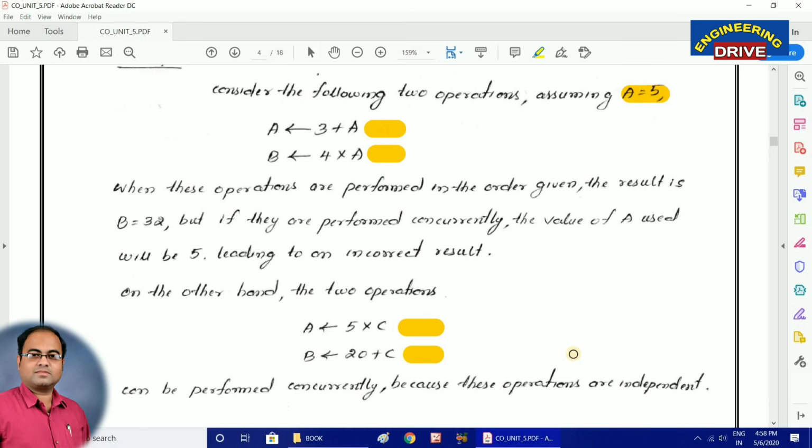There is one more problem that can occur in pipeline, which is an instruction hazard. How this instruction hazard will occur, how it is different from data hazard, each and everything I am going to discuss in my next video.